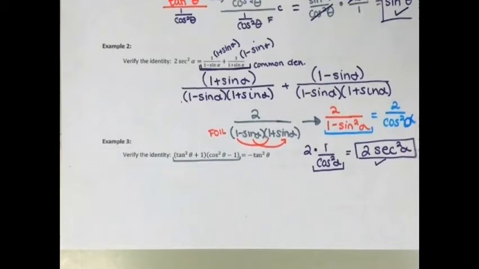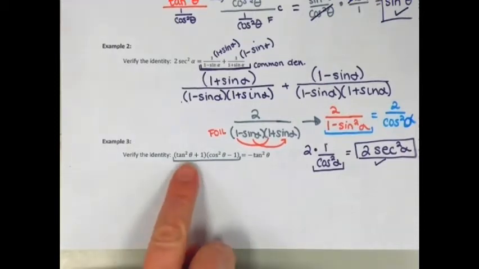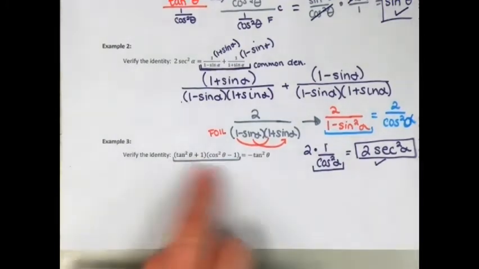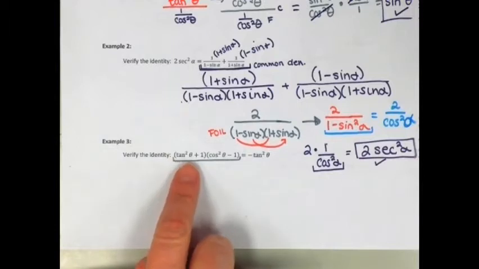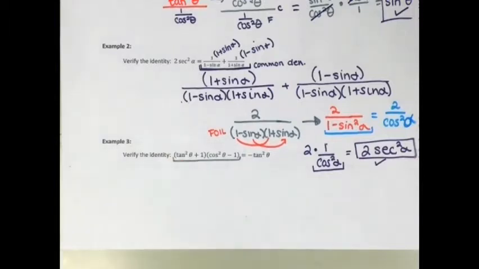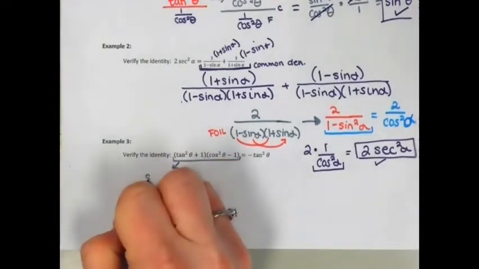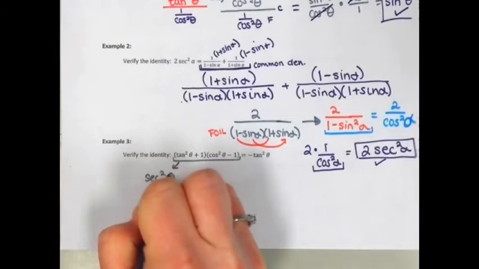But before I actually FOIL, I would see, can I simplify any one of these parentheses first into something else? Because simplifying is easier than actually FOILing, isn't it? So tangent squared theta plus 1. Do we know if that's equal to anything? Secant squared, yeah. So that first one is actually secant squared theta, isn't it?